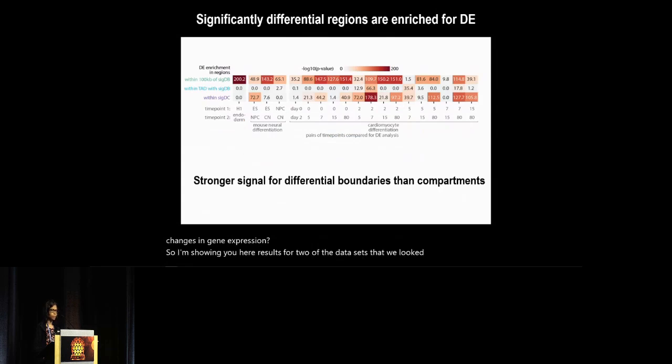And what we see is it depends on how you look at how you do this. If you look at a kind of radius, where you look at a differential boundary and you look at genes that are close by, we see there's a very strong enrichment of differentially expressed genes. So things that are associated with differential boundaries tend to be close to genes that are differentially expressed. We see that more at the level of boundaries rather than at the level of compartments, but also there is a signal at the level of compartments.